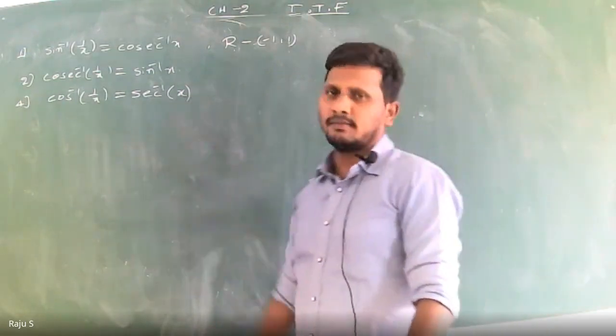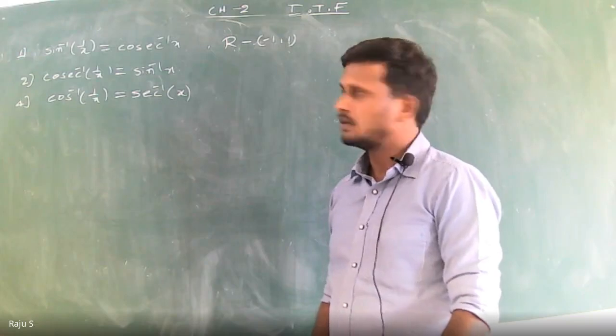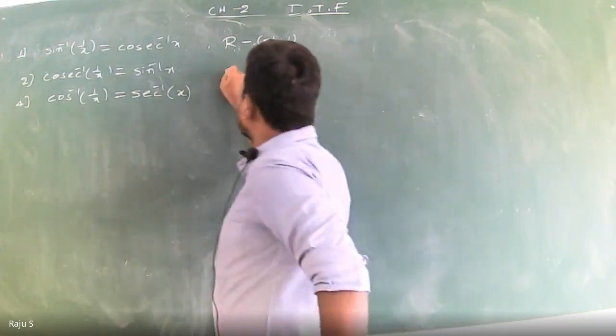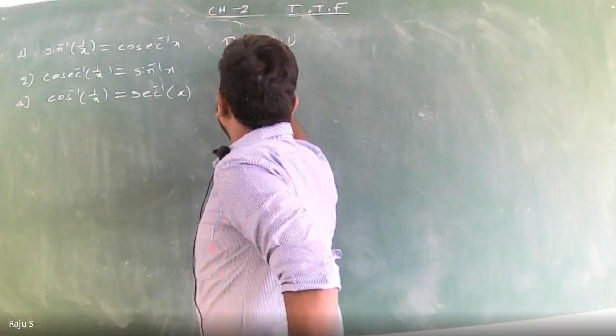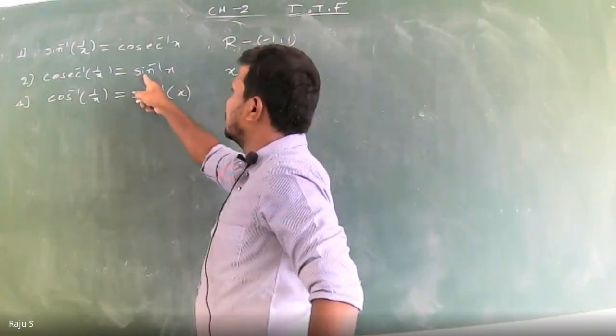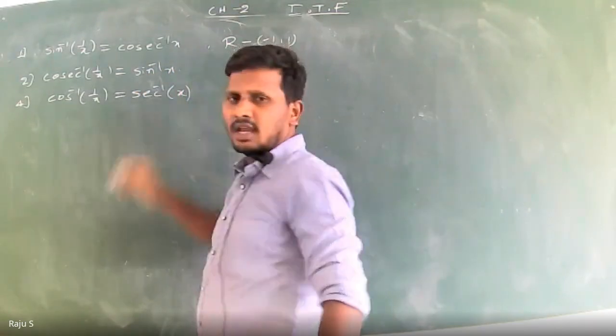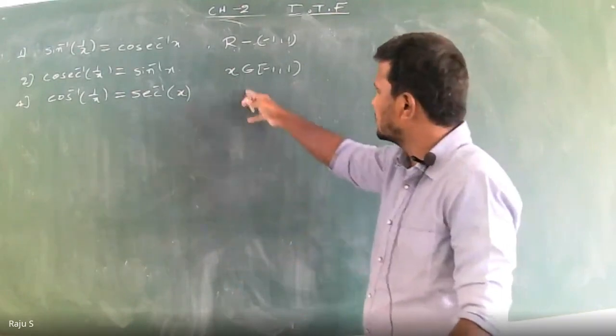So you have tried the remaining. Here what is the domain? X belongs to minus 1 comma 1. Domain of sine inverse x is x belongs to minus 1 to 1. Secant inverse x, domain, R minus (-1, 1).